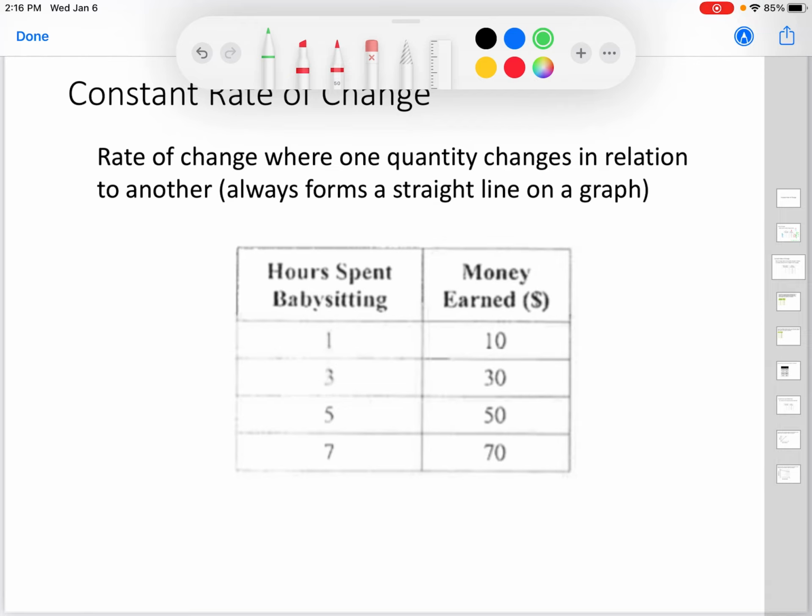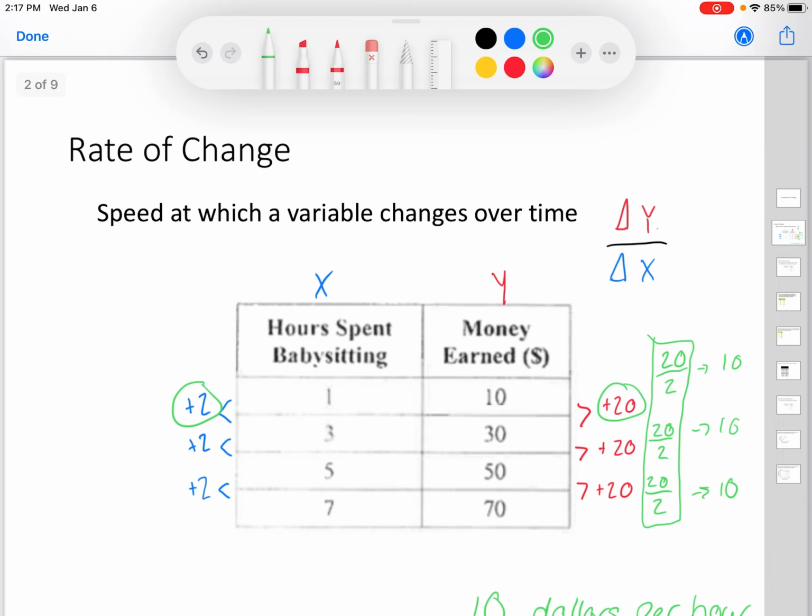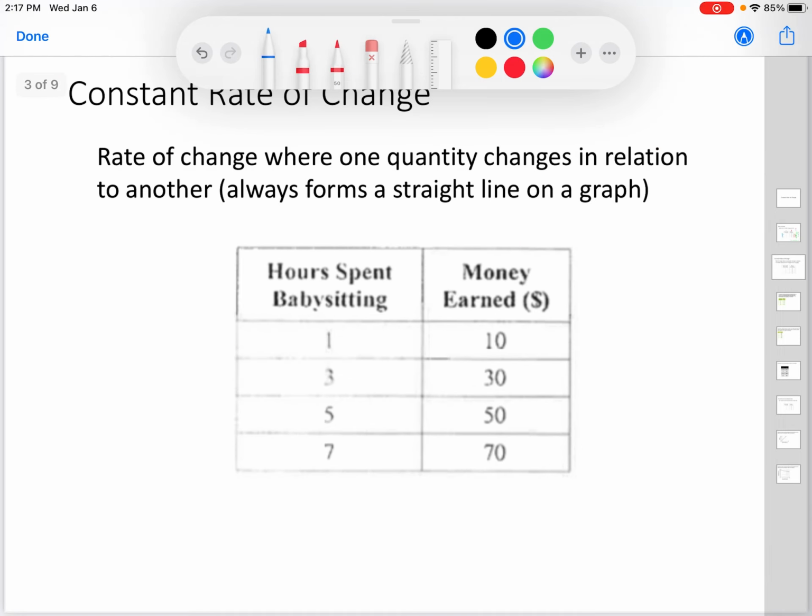So let's double check that. X was blue. So we can do the same thing. It's the same example, but I'm just going to fly through this one. So our changes in x were 2, 2, 2. Our changes in y were plus 20, plus 20, plus 20. And if we remember, it's our change in y over our change in x. So we would have 20 over 2, 20 over 2, and 20 over 2.